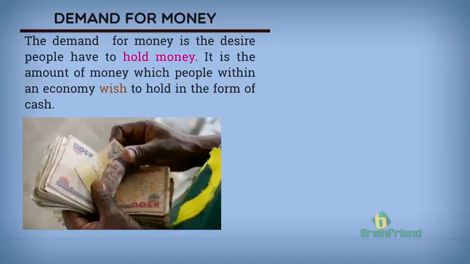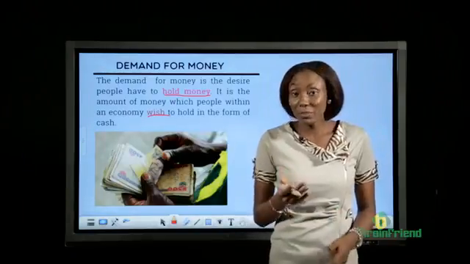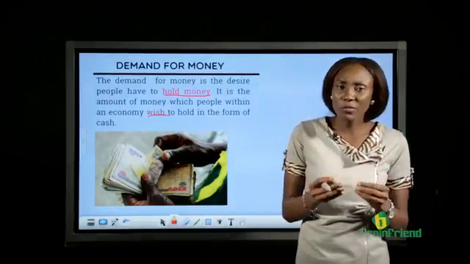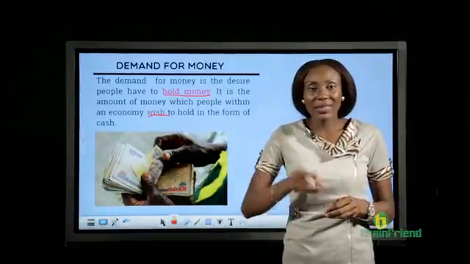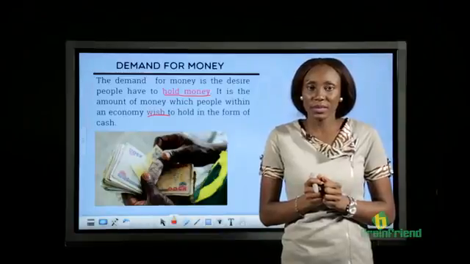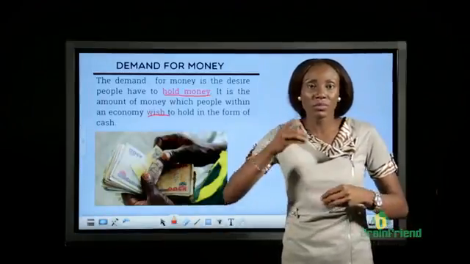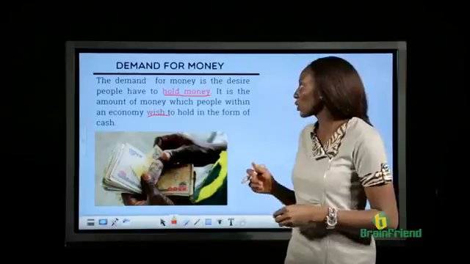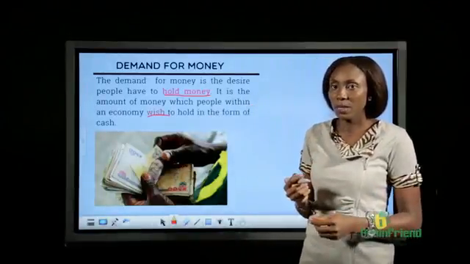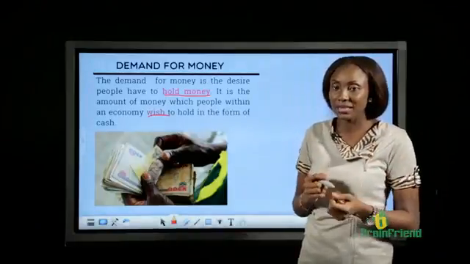The demand for money is the desire people have to hold money. It is the amount of money which people within an economy wish to hold in the form of cash. The money people desire to hold as cash at hand. For instance, when people earn salary, there is an amount of money they save in the bank, and there is an amount they hold back. That amount is the cash at hand. That money, they use it to meet some demands. And that is what we understand by demand for money. The cash people hold at hand.